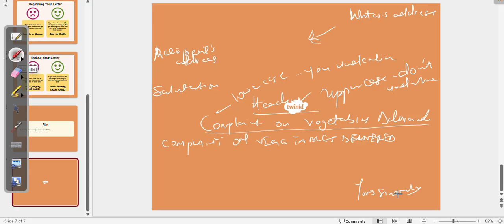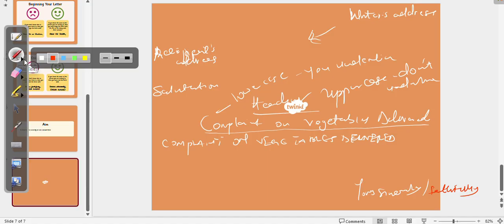If you do not know the recipient's name, you use "Yours faithfully." Let me change the color because it's going to go into the white part. Then followed by your what? Very important, your signature. Let me use my dad's signature. And then from there you go to your full name.